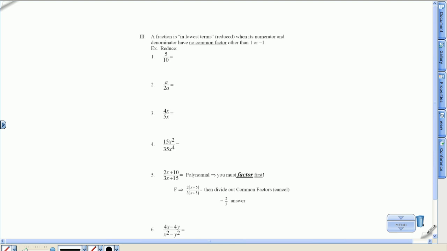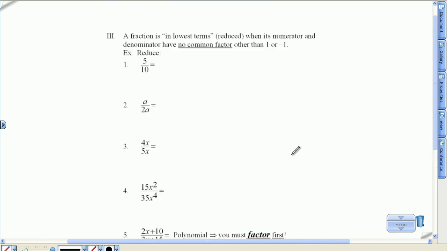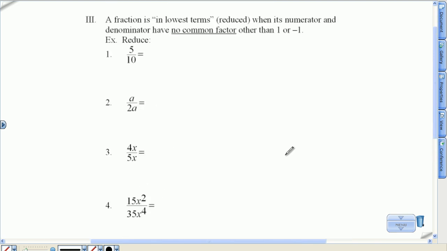Alright, moving on. A fraction is in lowest terms, reduced, when its numerator and denominator have no common factor other than 1 or negative 1. So we are going to reduce the fraction here. Alright, so in trying to reduce this, the big question we're trying to figure out is what goes into 5 and also goes into 10. We can actually rewrite the problem if it helps. 5 over 10 is 5 times 1 over 5 times 2, and boom, the 5's cancel. This is 1/2.